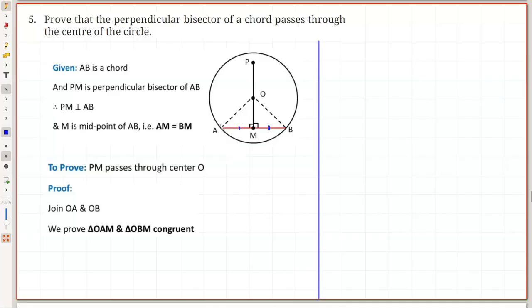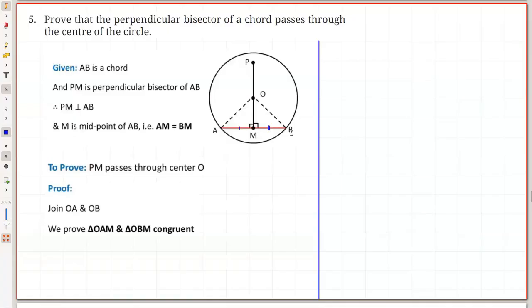For proving this, I'm joining OA and OB. I have to prove these two triangles are congruent, that is, triangle OAM is congruent to triangle OBM. If I prove these two triangles are congruent, then I can say the corresponding angles are equal. After saying the corresponding angles are equal, from this triangle I have to say that angle OMA is 90 degrees and angle OMB is 90 degrees.